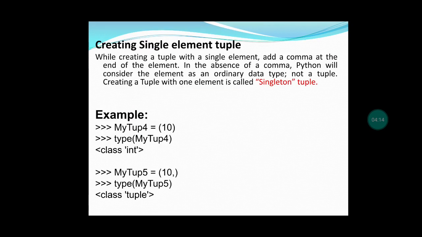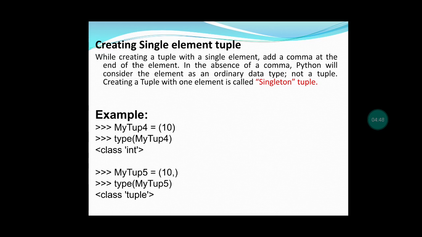For creating a tuple with a single element, it is called a singleton tuple. With one element it contains, so it is called a singleton tuple. We add a comma at the end of the element. If you give only one element alone, it will show the type of the object. But if you give one element and then use a comma, then it is a tuple, that is, a singleton tuple. Look at this example.